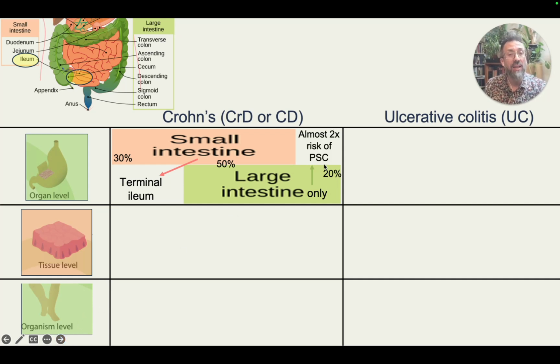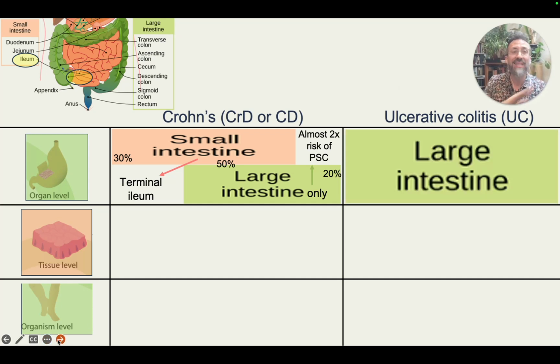Okay. And yeah, when it's located just in the large intestine, just in the colon, you have almost double the risk of something called primary sclerosing cholangitis, which is usually more common in ulcerative colitis, and I'm going to talk about that later. Okay, so ulcerative colitis, just in the large intestine.